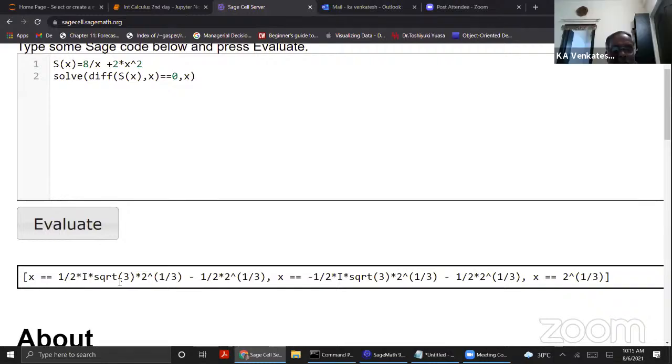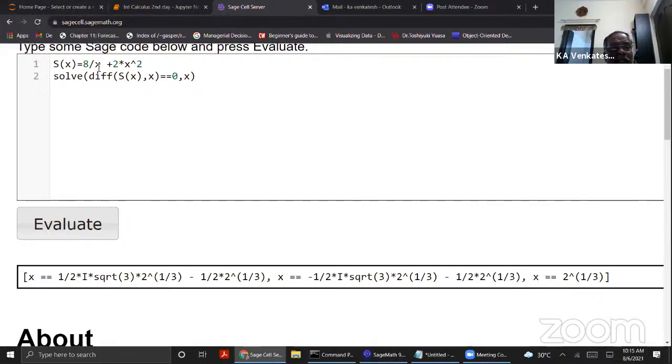So look at this. This is an I. I stands for the complex system. So here also I. So only one value. Out of 3, only one value is real: x equals 2 power 1 by 3, the cube root of 2, is the real root. So with this, we have to find the second derivative and evaluate it at this point.